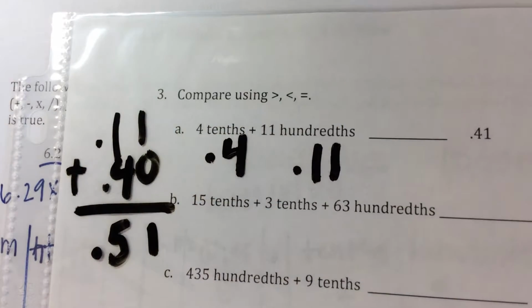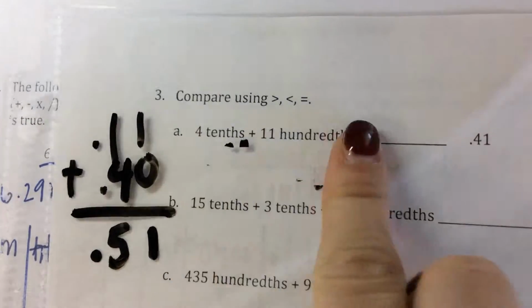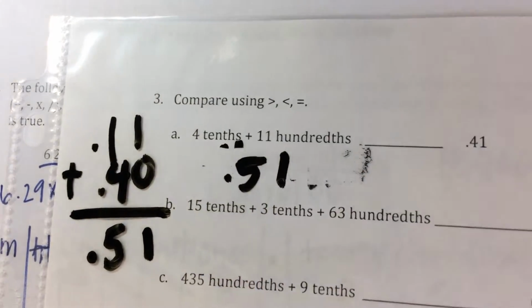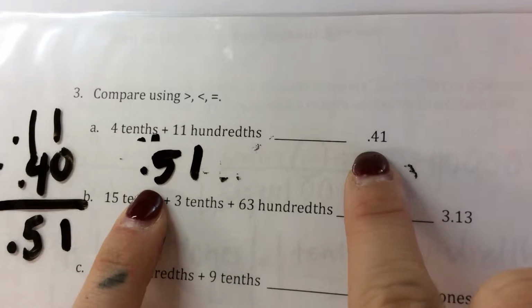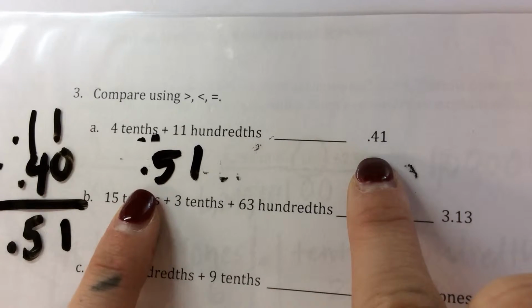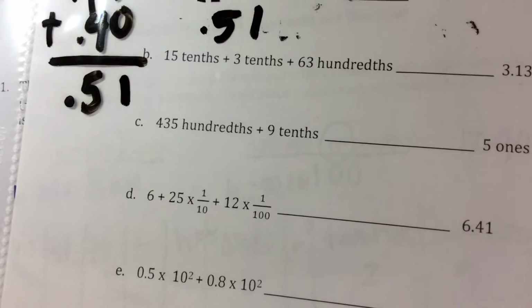Bring down the decimal. So now we know that this one is 51/100 compared to 41/100. Start with the biggest place value, 5 and 4. The 5 is bigger, so this is greater than. Let's do C.